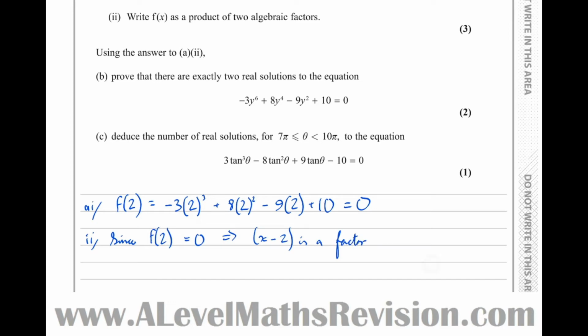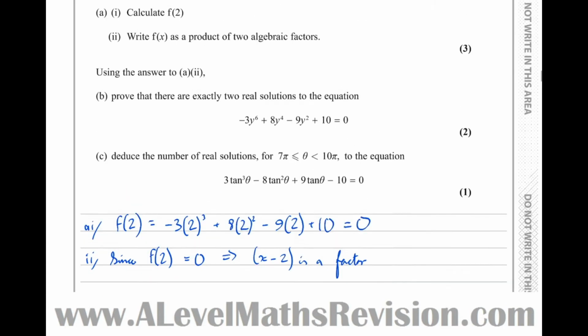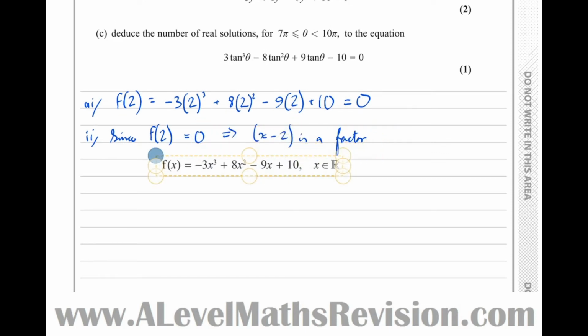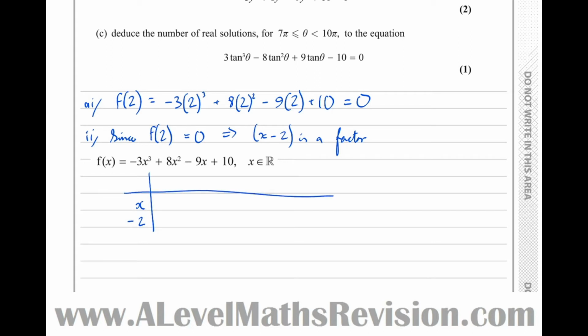And I'm going to try and factorise this using the grid method. So there's the polynomial that we're going to factorise. I'm going to see what I need to multiply x minus 2 by to get that polynomial. So in the grid goes minus 3x cubed. That's our answer. So what do I have to do to get minus 3x cubed? I times x by minus 3x squared, and that allows me to fill in the rest of this column.